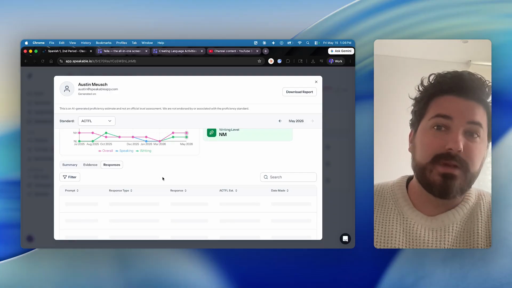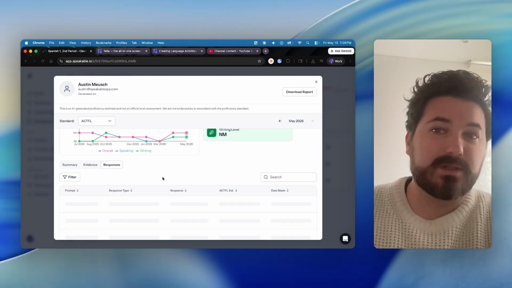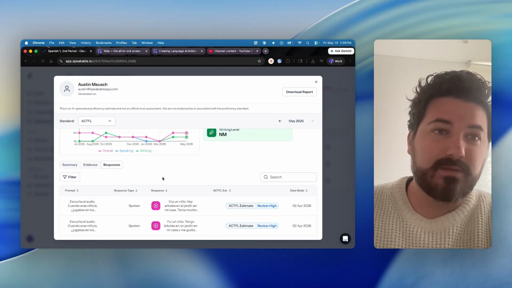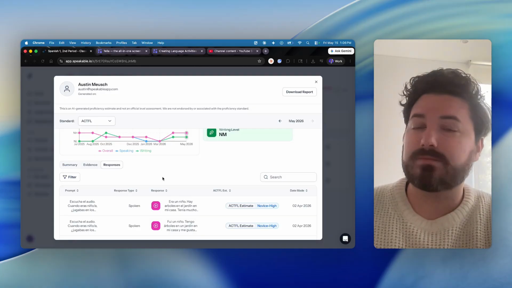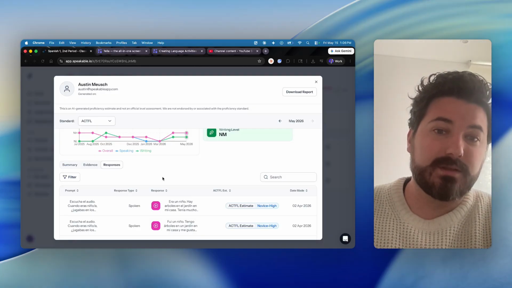And there are 9 proficiency standards currently supported that include ACTFL, WIDA, TELPAS, CEFR, the California Language Development Standards, and more.